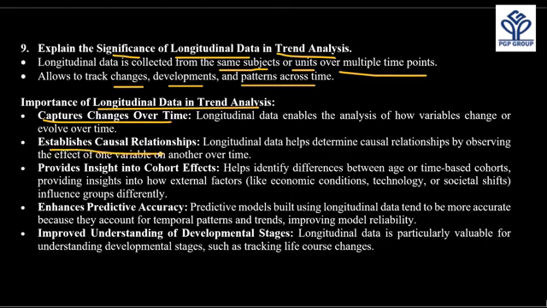Establish the causal relationships: how a variable is affecting another variable. Subject is one; don't confuse subject and variable. Every subject will have multiple variables. So establish causal relationships, that means the causal relationship among the variables about a single subject. Then provide the insight of cohort effect. What does cohort effect mean? We can study it in the coming slide, but in a very simple way, it is the variables which are affecting your data. That is called the cohort effect.